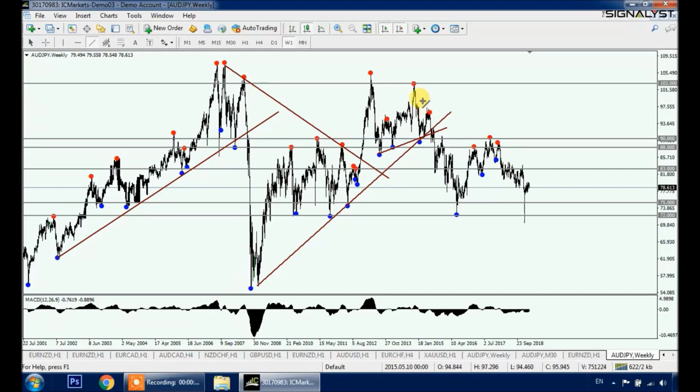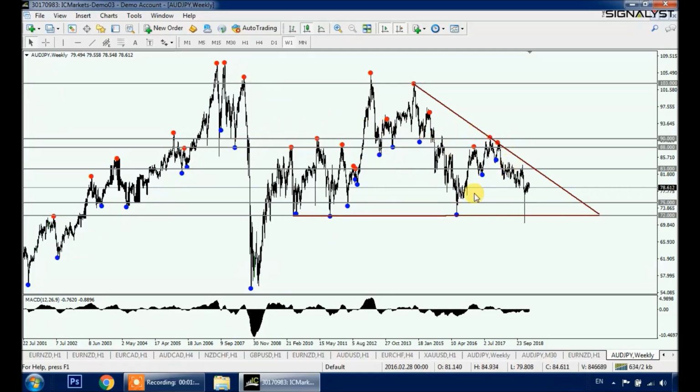Can we draw any fresh trend lines? I can see we can draw this one, 1, 2, 3 dots, and this one here, which is our support level as well. So 1, 2, 3, and 1, 2, 3. Let's delete the old trend lines as they are already broken and keep the fresh ones. So from weekly we know that AUDJPY now is trading inside this giant descending triangle in brown.